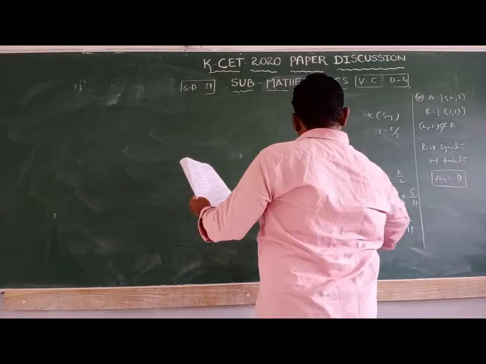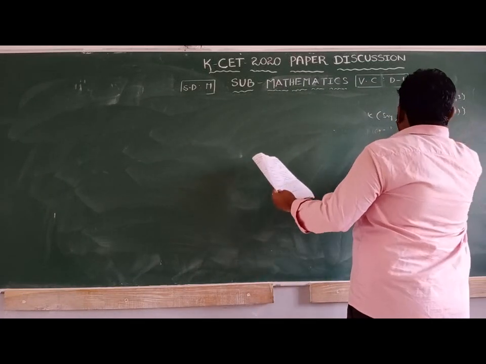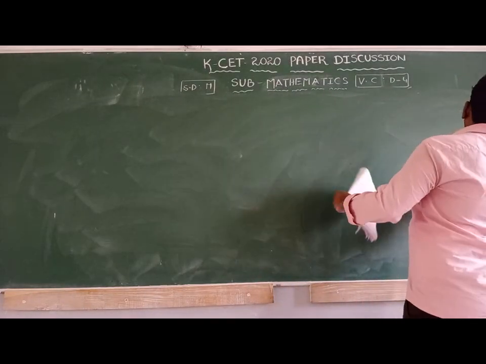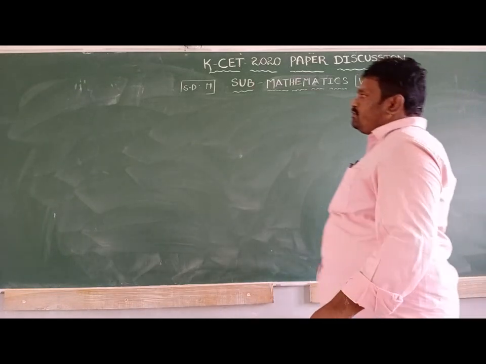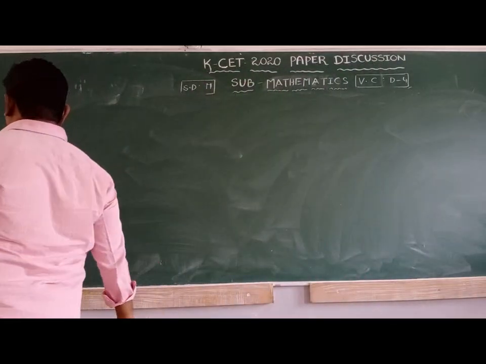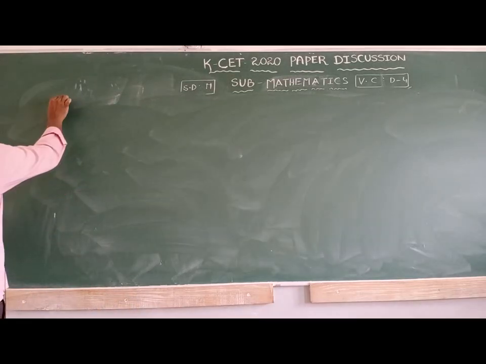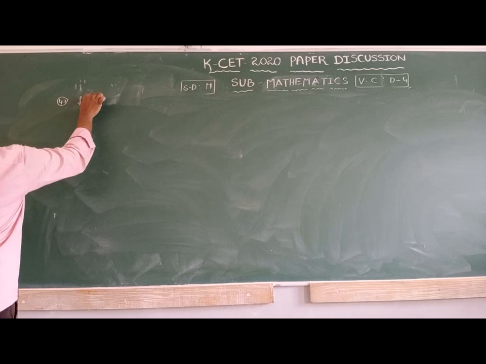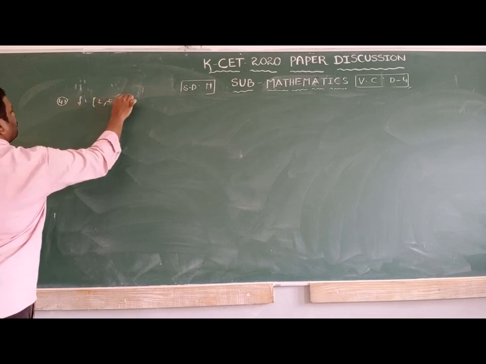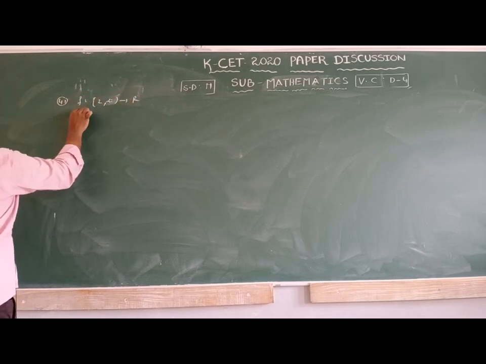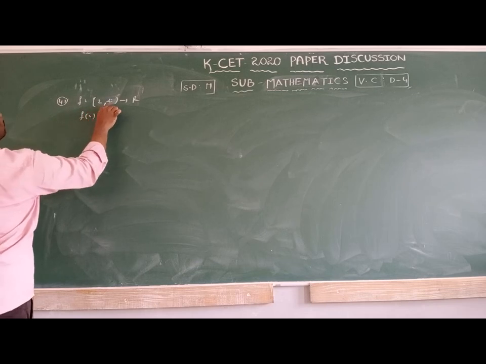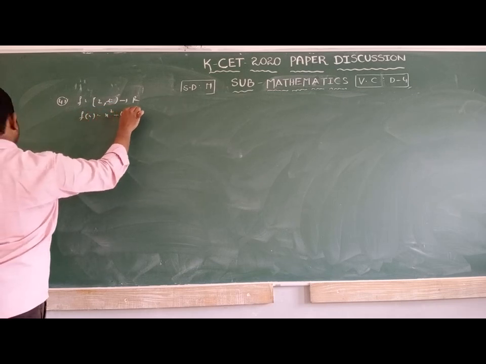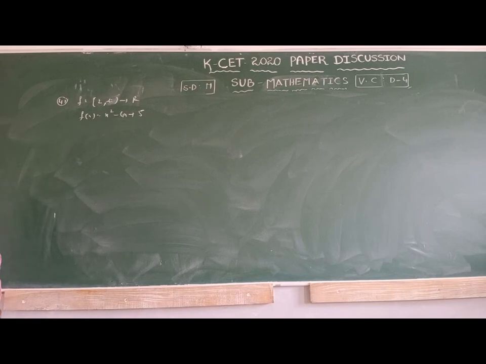Next 41. Here one function is given. What we require is the range. So range means the outputs: we substitute the domain values in the given function, and the outputs we get are the range. So in question 41, f maps the closed interval [2, infinity) to R, where f of x is equal to x square minus 4x plus 5. Here the domain is 2 to infinity.